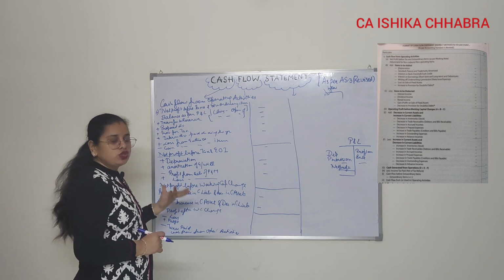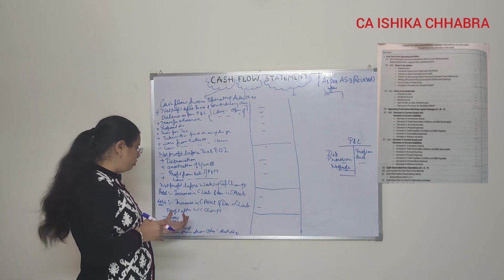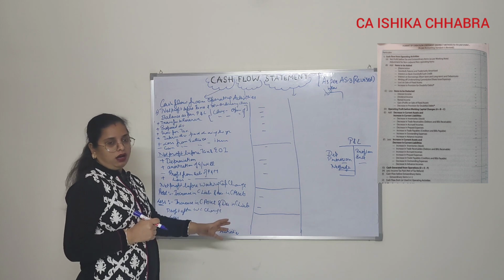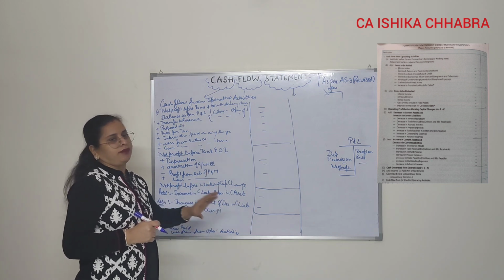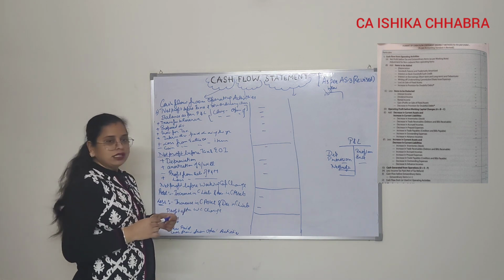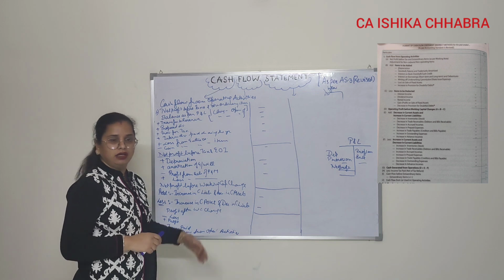Then you have to adjust two items, that is the extraordinary item and the taxes paid. Then you will finally get the cash flow from operating activity. Okay, as you can understand all of this, then we'll do the numerical.